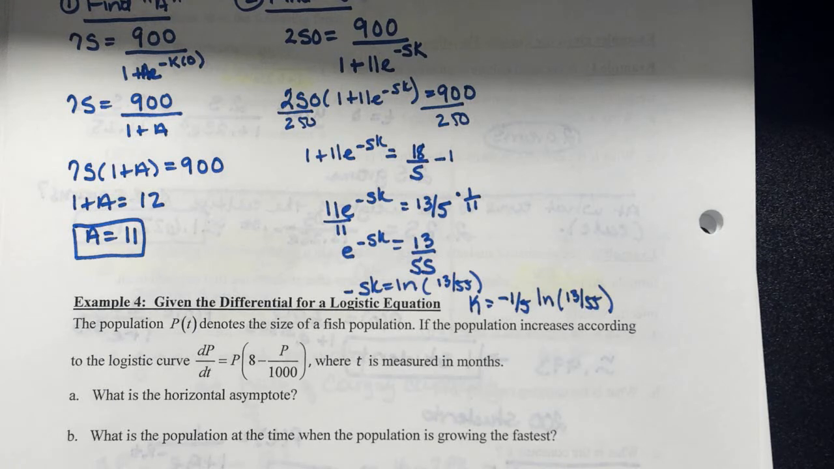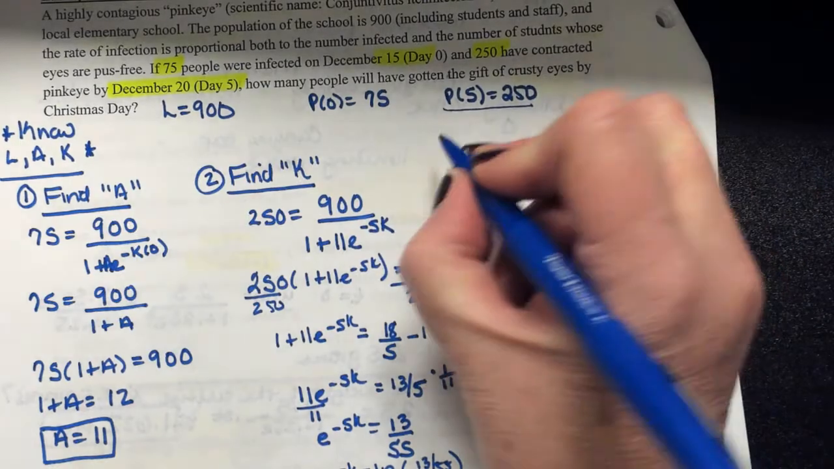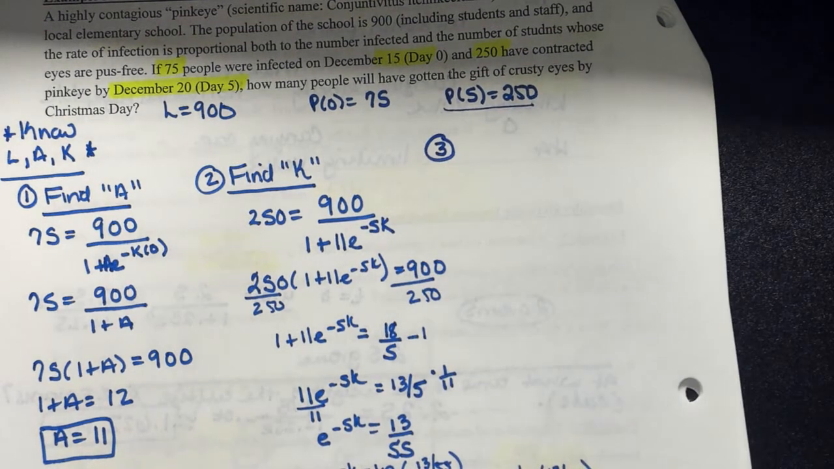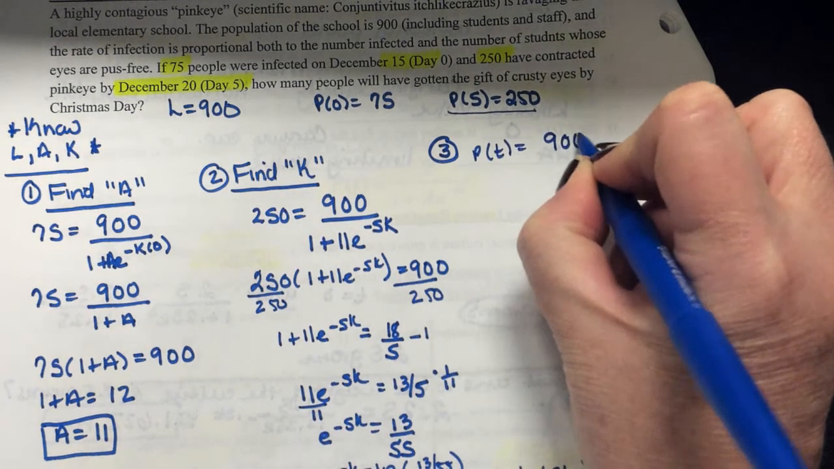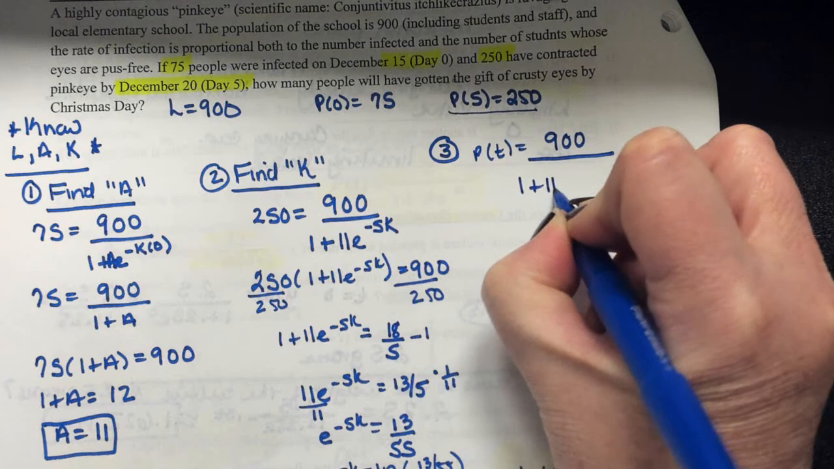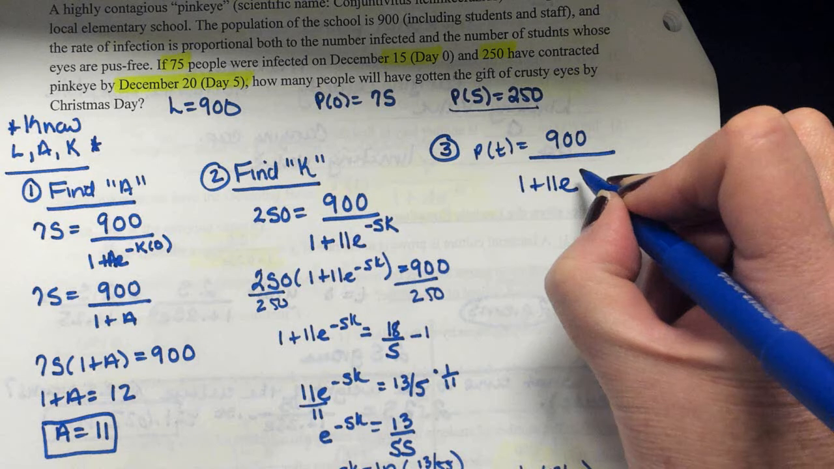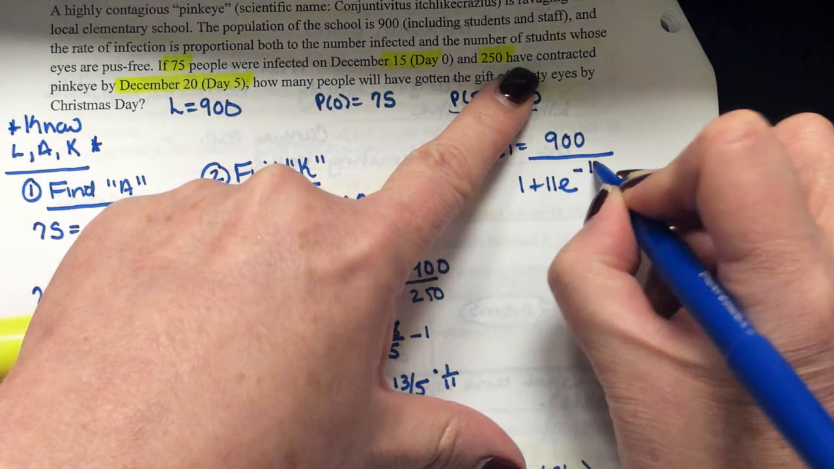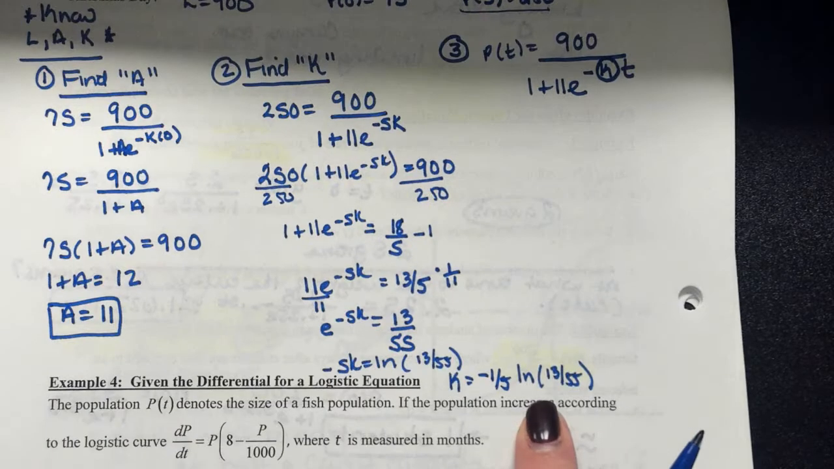Okay. Any questions? Like I said, these could be calculator or no calculator questions, so you want to make sure you can handle the algebra writing these. Now that I know L, A, and K, I can start writing my logistic model. P of T is going to be equal to 900 divided by 1 plus 11 times e raised to the negative K value circled times T. And again, K is the value down here.